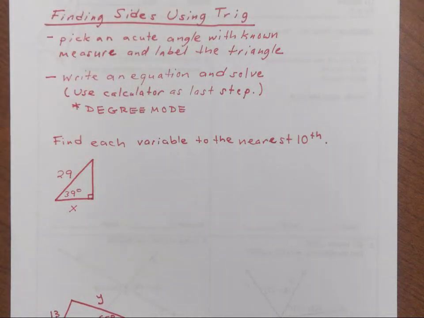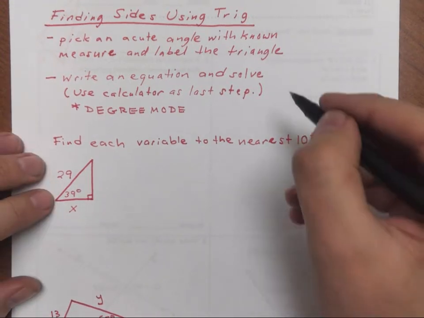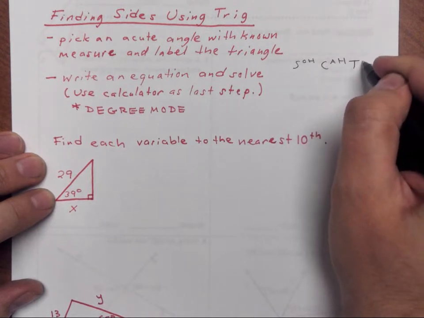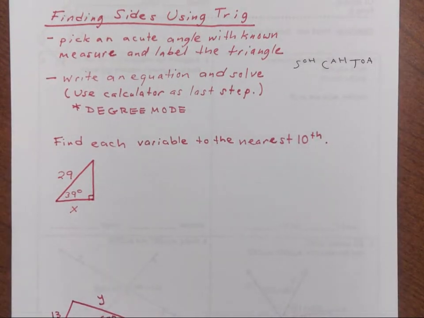Alright, in this video we are going to look at finding sides of a right triangle using trig. If you're watching this, you should already have a basic understanding of how to set up the trig ratios. You should know what I mean when I say SOHCAHTOA, because I'm going to use that several times to do this. It's very important to being able to set up the equations we will need.